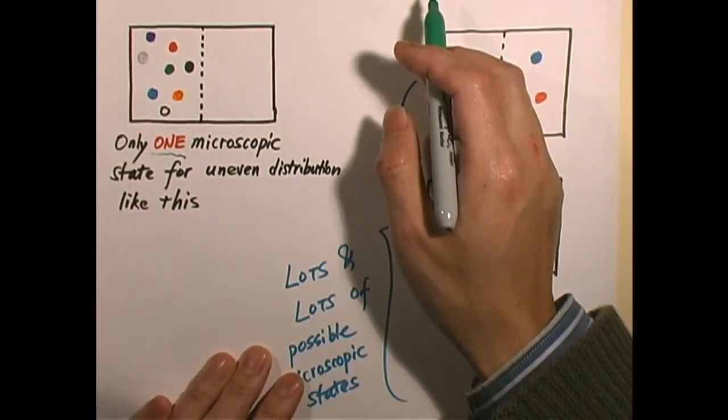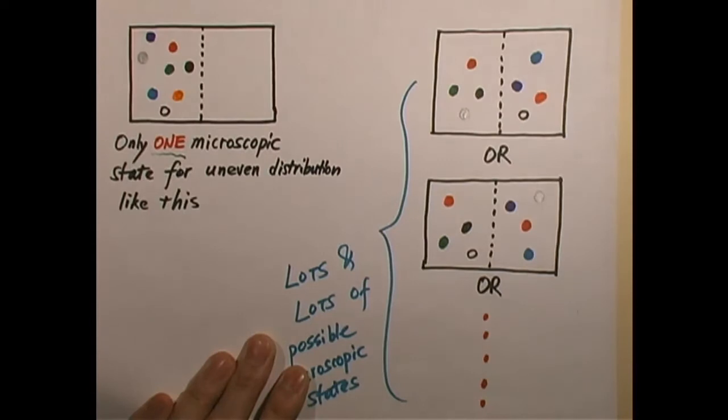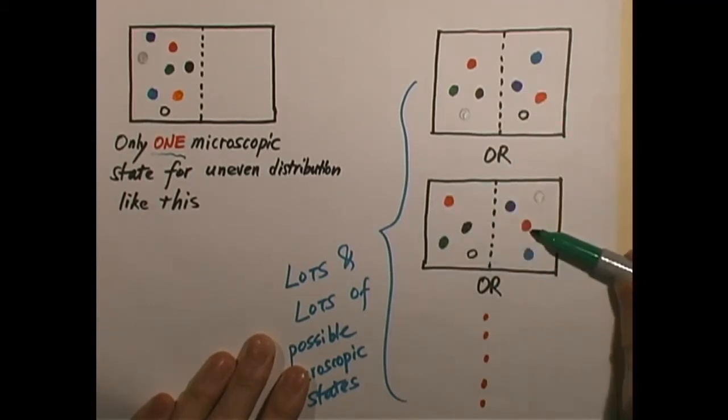Each microscopic state has the same chance of appearing. Now, what if I want an even distribution? So 4 here, 4 there. How many different microscopic states can I draw to make that happen? Well, a whole bunch, right? I mean, here's one possibility, and here's another one, here another, and you can keep on going. There are so many of them.